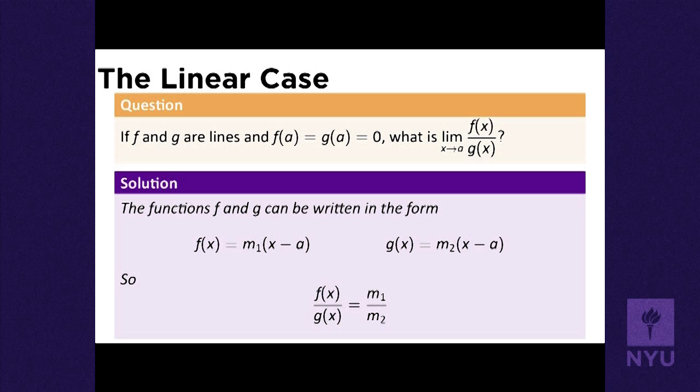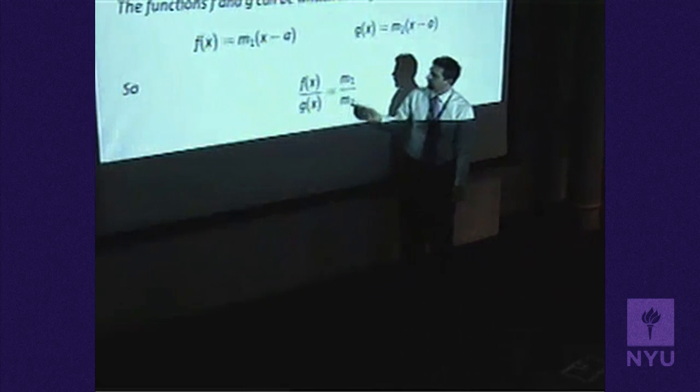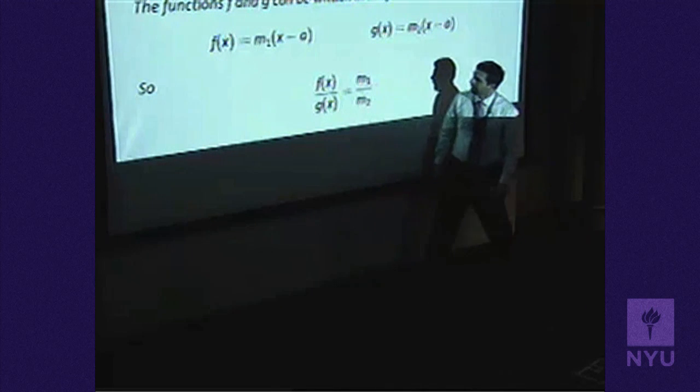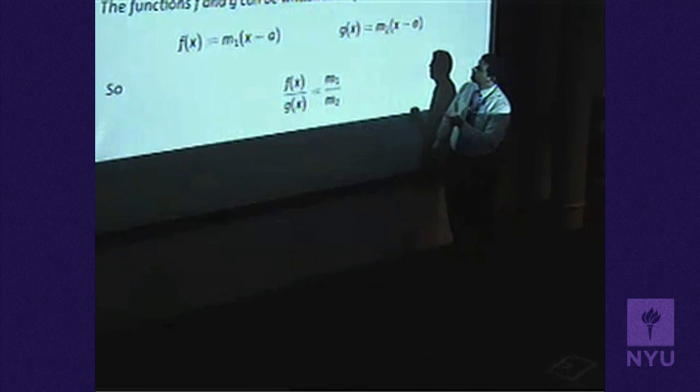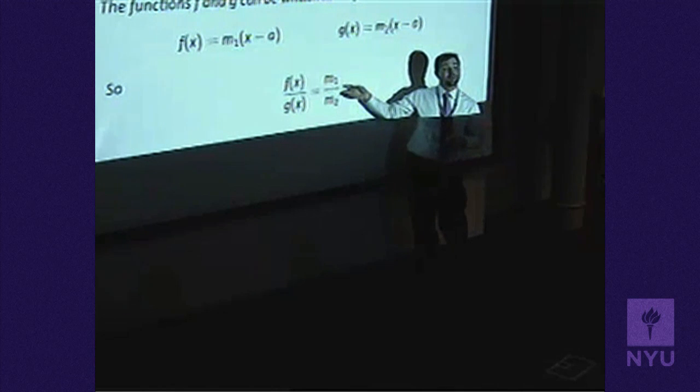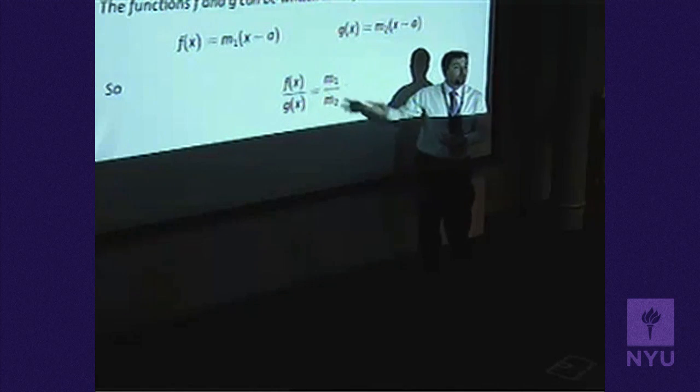Okay, so because f is a line and it goes through the point (a, 0), it has to have this equation. Ditto for g, it's a line, goes through the point (a, 0), so it has to have this equation. And the quotient of f and g is the quotient of m1 times (x minus a) divided by m2 times (x minus a). The (x minus a)'s cancel, and you get the ratio of the slopes.